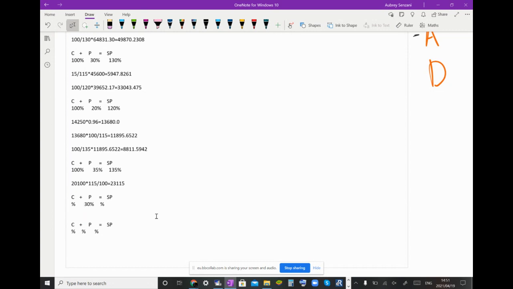So cost is what? 100. The selling price is? Okay. We're going to get our cost of sales again. We say 100 divided by 130 times 23,000, sorry, not 23,000, 20,100. Remember, we're using the VAT exclusive.